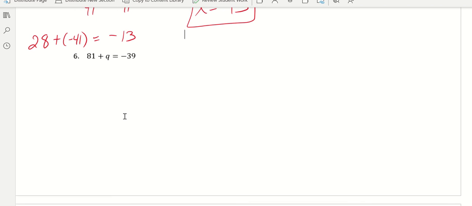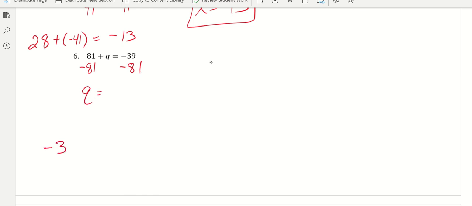Number 6. 81 plus q equals negative 39. Okay, we want the q to be isolated, which means we need to get rid of the 81. We want to make 81 equal to 0. So what's the inverse of positive 81? The inverse of positive 81 is negative 81 or minus 81. So we subtract 81 from both sides. 81 minus 81 is 0. We're left with just q is equal to, okay, negative 39 minus 81.